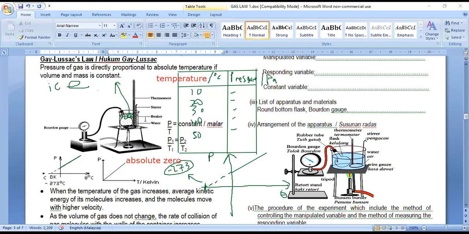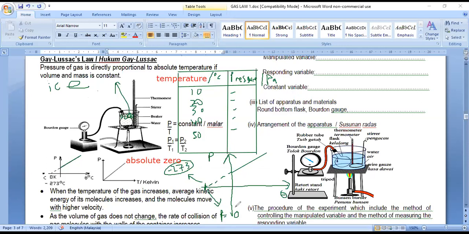So why do we call it absolute zero? Because during this time, the pressure of gas is zero. That means the gas doesn't exert pressure. Why? Because the temperature is too cold for the gas molecules to move. So they don't hit the container, so you get zero pressure at that time. So I call it absolute zero.